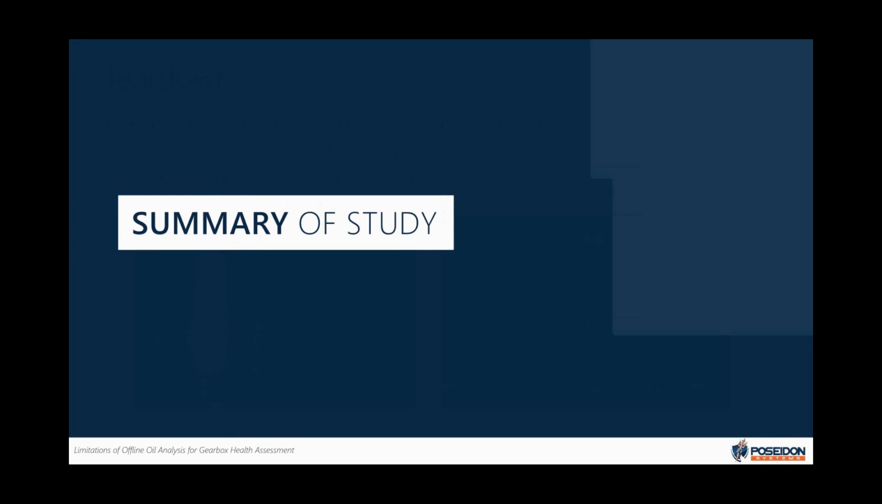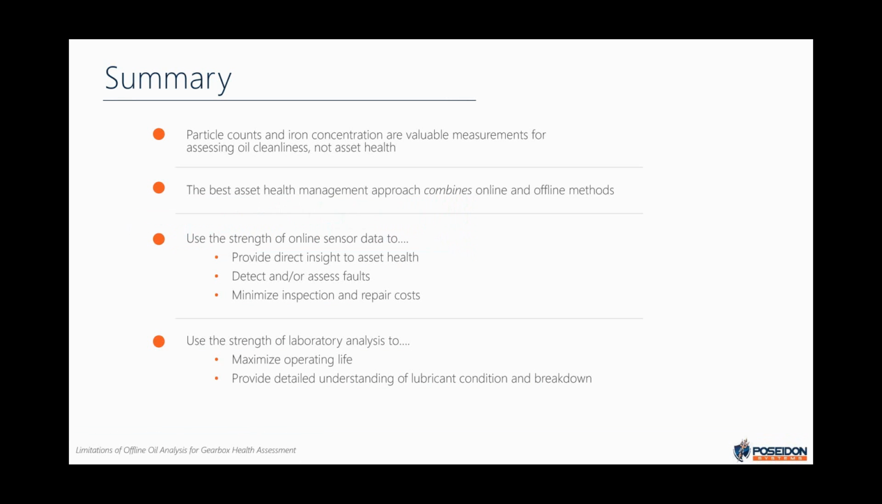So in summary, particle counts and iron concentration readings from offline analysis are valuable measurements for assessing oil cleanliness, not gearbox health. The best health management approach combines these 2 methods to get a fuller picture of the system and potential faults that could happen in the future. Online sensors have the ability to provide direct insight into the health of the asset. It gives you the ability to detect and recognize faults in real time. This can lead to smarter maintenance cycle planning, better use of inspections, and minimizing repair costs in the long run.